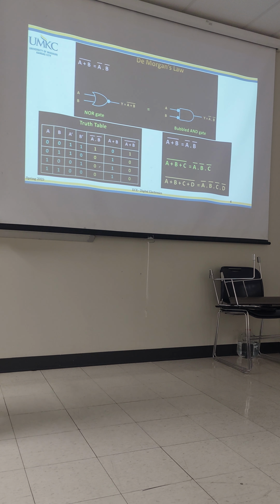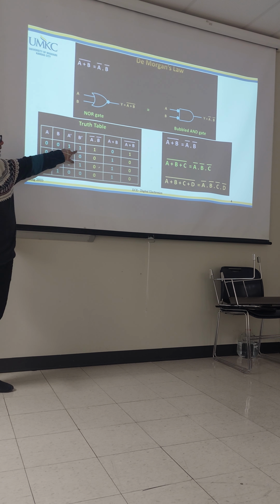And this is the truth table. As I mentioned, in Boolean expressions or digital electronics, we need to prove things by the truth table. Everything can be easily proved by the truth table. Here is the truth table for this first law. So this is my AB, then it will be A bar and B bar.